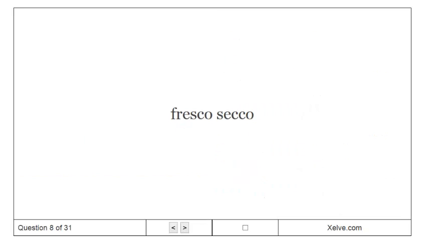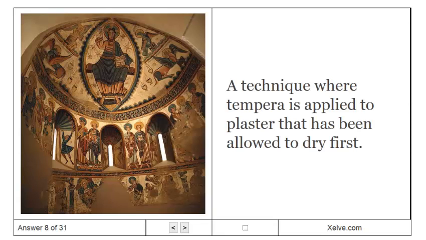Fresco secco. A technique where tempera is applied to plaster that has been allowed to dry first.